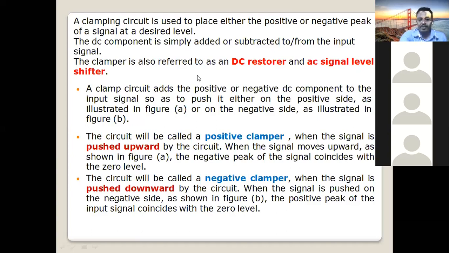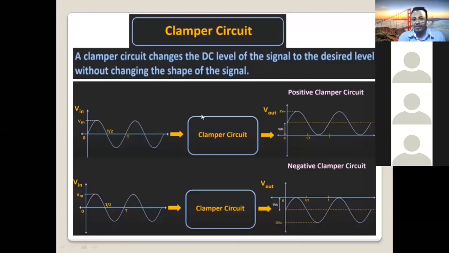So when we say the clamper circuit, it does not change the waveform. Without changing the shape of the signal, it simply changes only the DC level, the average of the signal. In this case, the average will be at 0 level, but in this case, because the signal is shifted upward, as you can see here, the average value now becomes 10 volt.